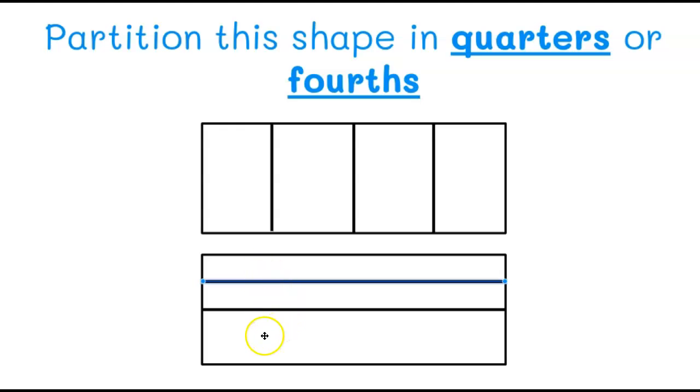Good, now I have 1, 2, but I need to split this in part to make it 4. So I'm going to go right in the middle of my half. Let's check it out. Does that look equal? I think it needs to move up a tiny bit. There we go. 1, 2, 3, 4 equal parts. So these shapes are now split into fourths.